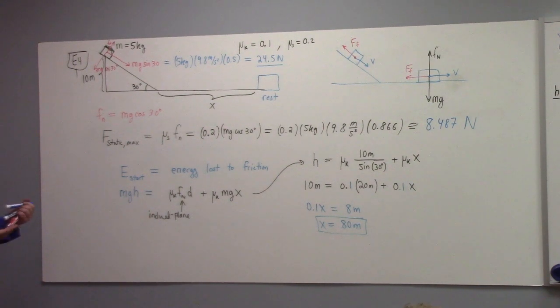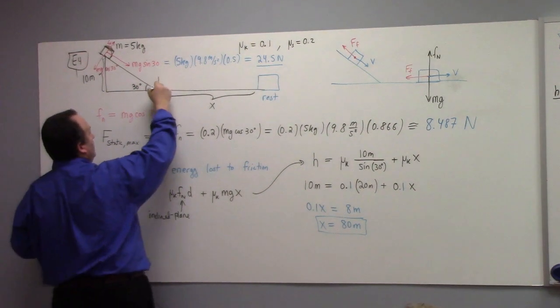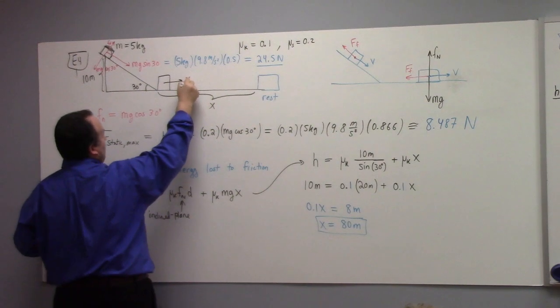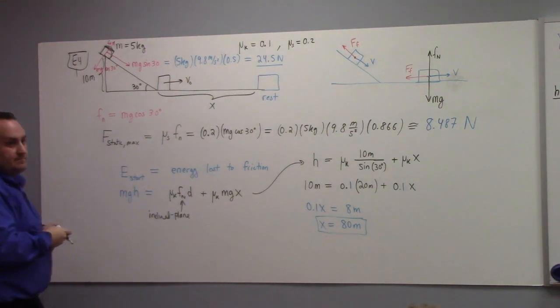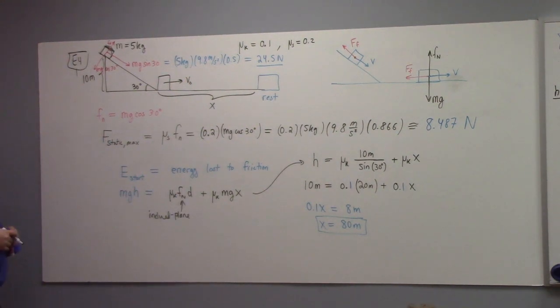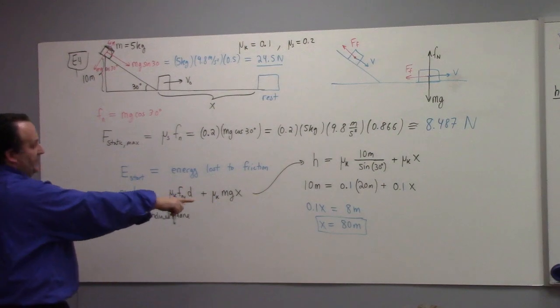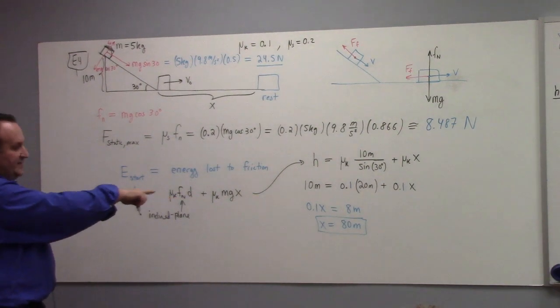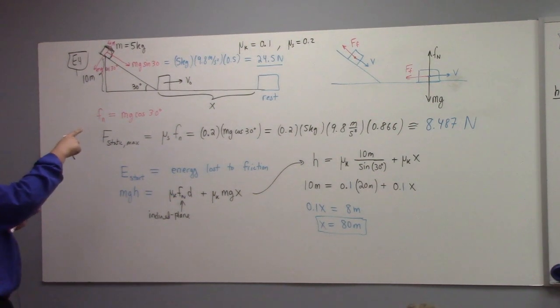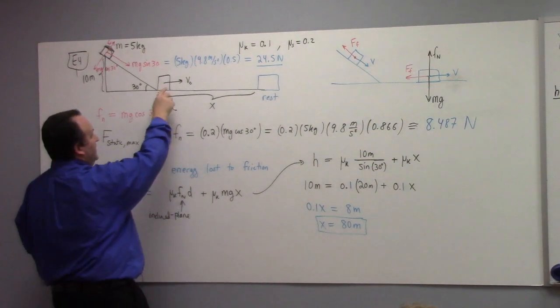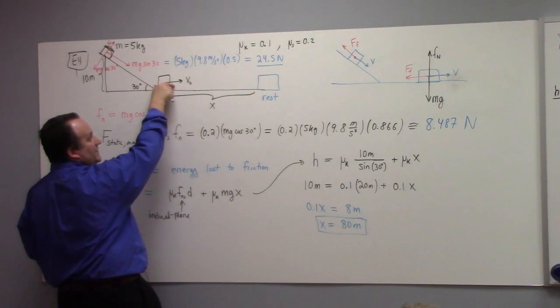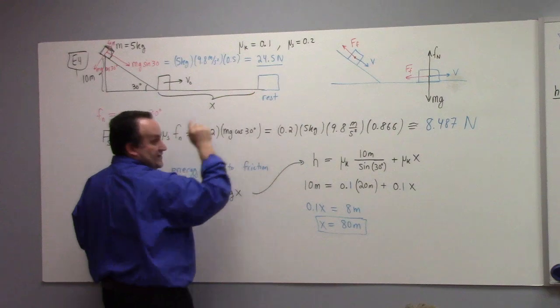Follow-up question: how fast is it going just as it reaches here? Can you guys tell me? What's its V naught here? Once we know that 80 meters is correct, it's easy to figure out what V naught was, because 80 meters is how long this initial speed takes to be lost due to friction.